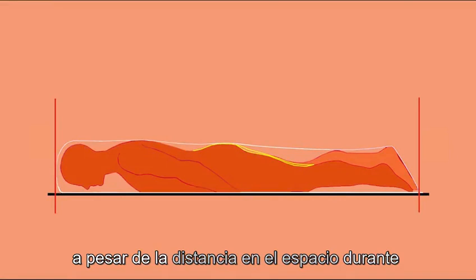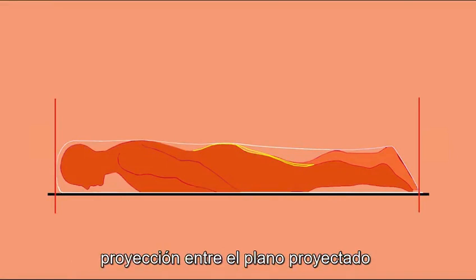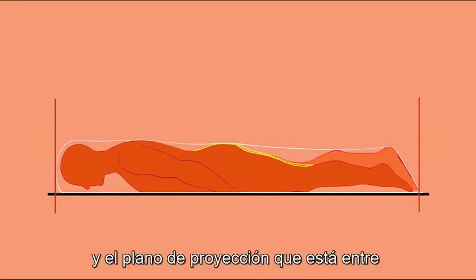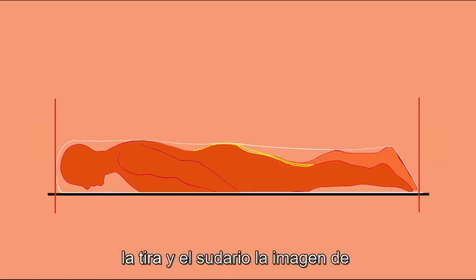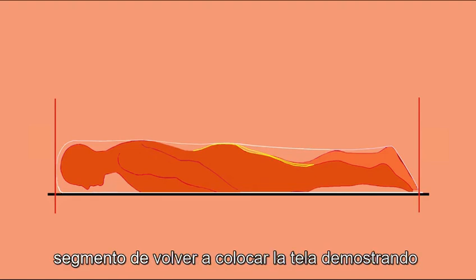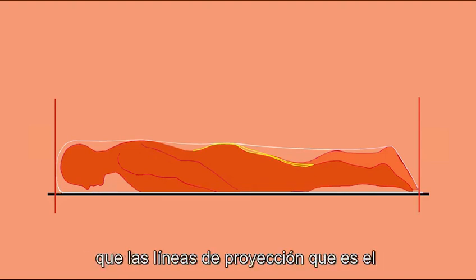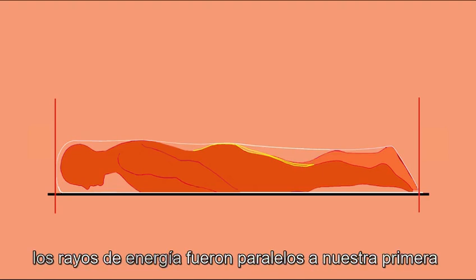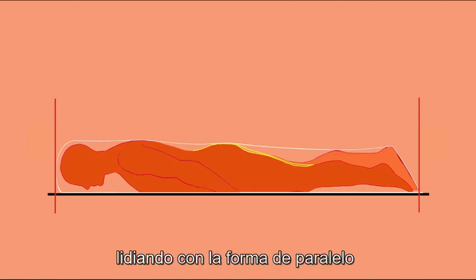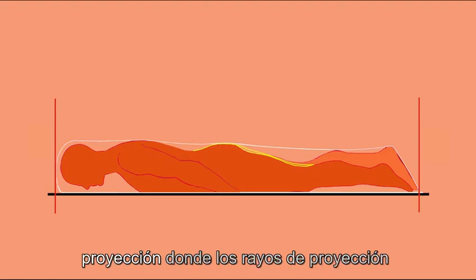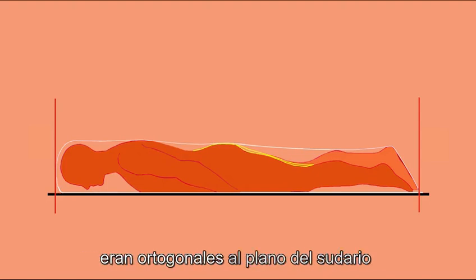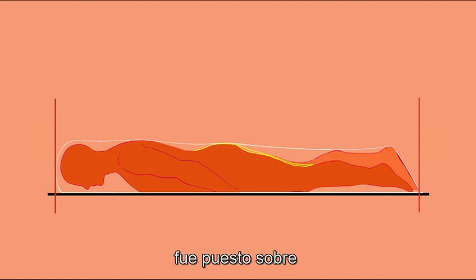Despite the distance in space during projection between the projected plane and the projection plane, that is, between the strip and the shroud, the image of the segment of cloth between the waist and the knees is identical to the segment of reattached cloth, demonstrating that the lines of projection, that is, the energy rays, were parallel. Our first confirmation, therefore, that we are dealing with a form of parallel projection, where the projection rays were orthogonal to the plane the shroud was laid upon.